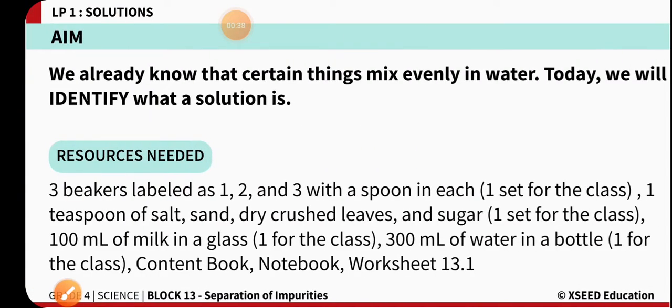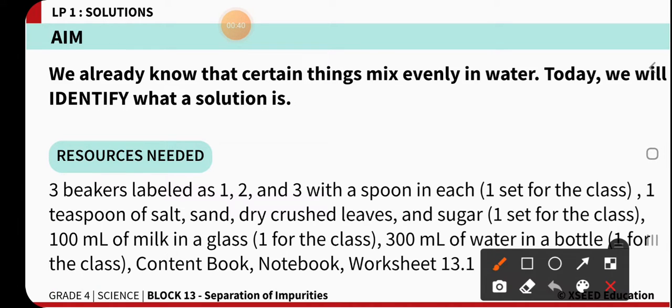Block 13.1. Today's main aim of our class is to identify what a solution is. Along with that, we will also prepare solutions by using the resources present here.